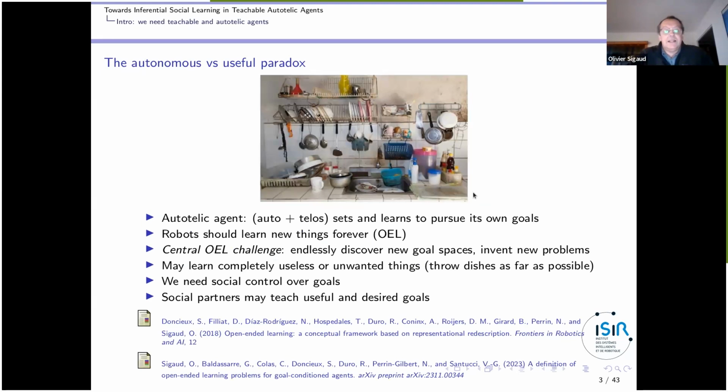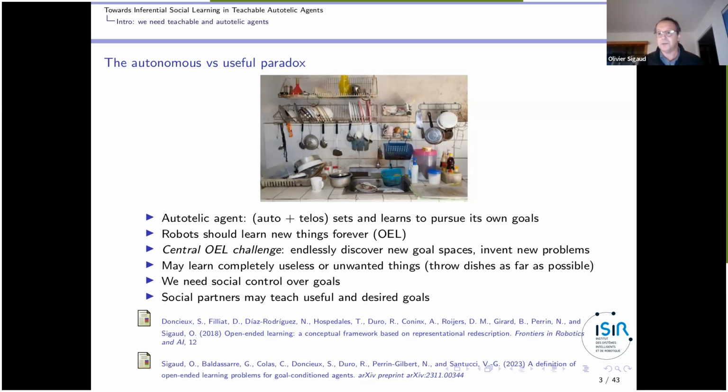So let's start with the autonomous versus useful paradox. Imagine you have an agent, okay, a robot. There won't be any robot in my talk, but the robot is the target, and I will just speak of agent so far. So imagine you have an agent in that particular kitchen, and imagine you want to have an agent which is autonomous. To be specific, autonomous comes from Greek. It means an agent who designs its own rules. Okay, and to avoid this very complicated term, we designed with colleagues, Pierre-Yves Oudeyer, Cédric Colas, etc., another notion which is autotelic, which means able to address its own goals. Okay, telos is goal. So an autotelic agent is an agent that sets and learns to pursue its own goals.